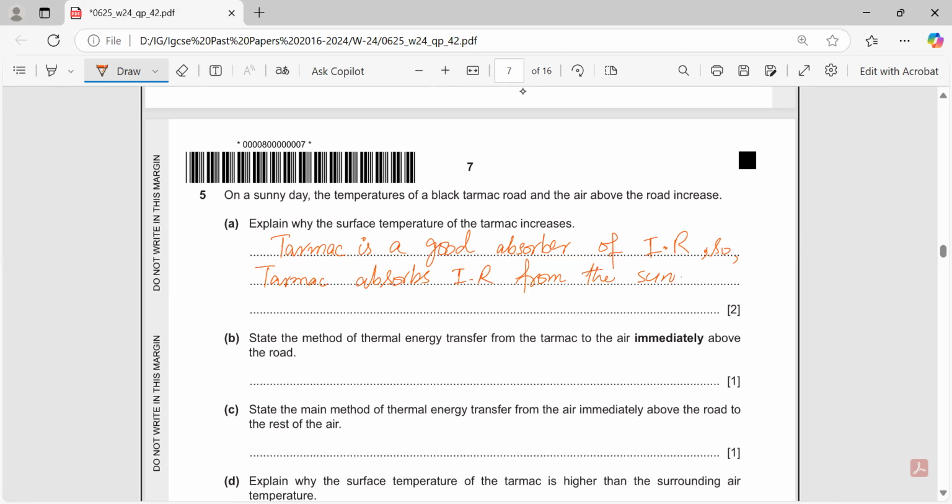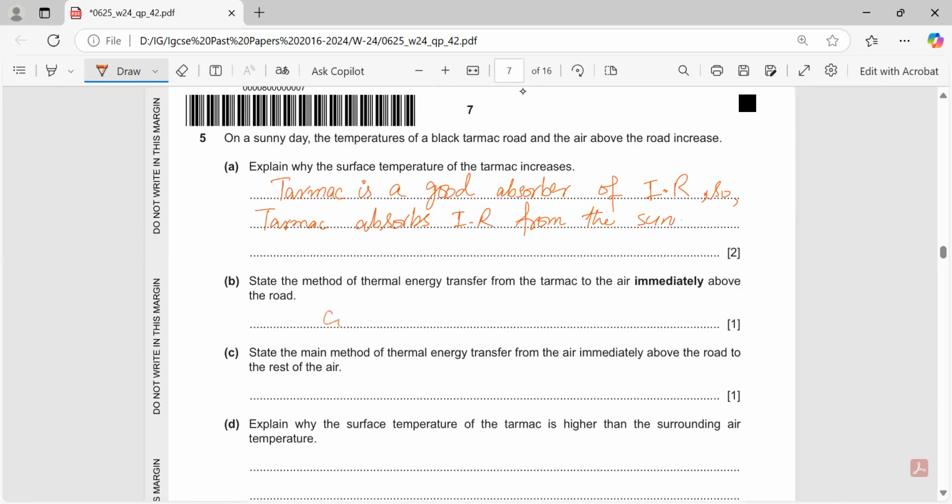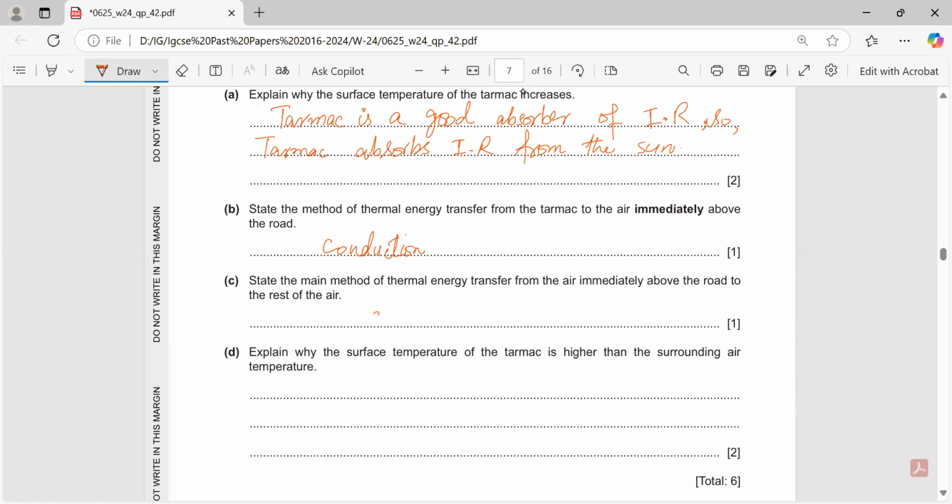State the method of thermal energy transfer from tarmac to the air immediately above the road. This tarmac is a solid, so if it is a solid, immediately to the air, that is conduction. And then state the main method of thermal energy transfer from air immediately above the road to the rest of the air. Air is a fluid, and in fluids, heat is transferred by convection.